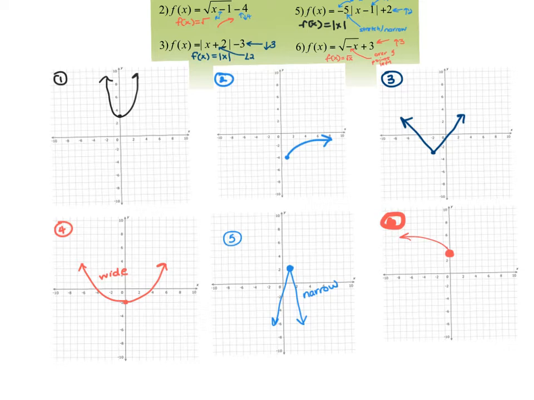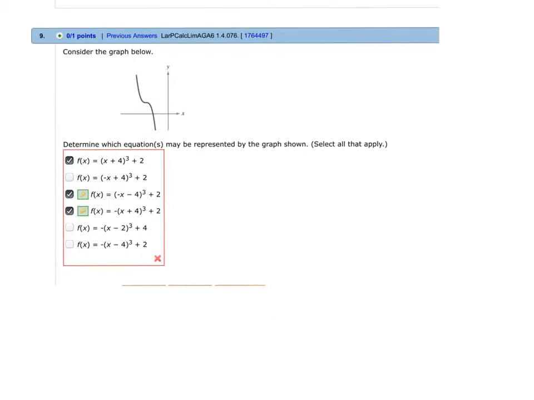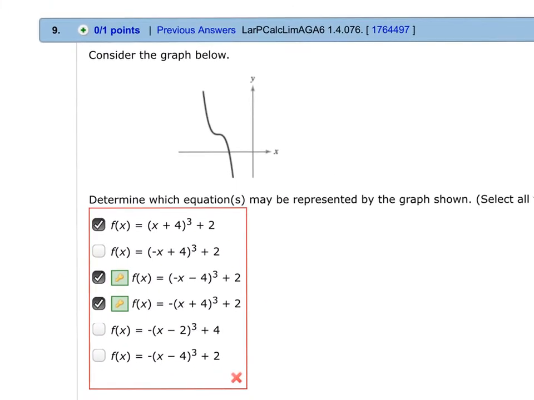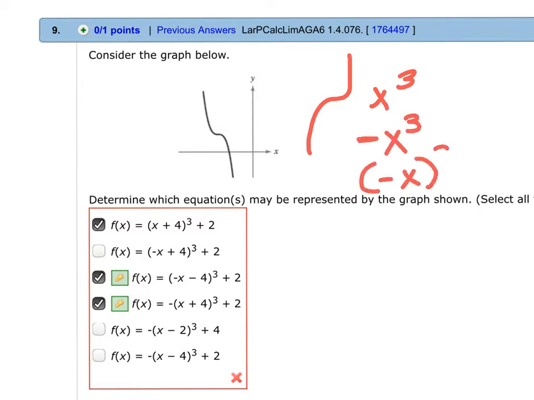All right, so this is one of the questions from the homework where they gave you the graph and they want you to figure out what the equation is. We know it's a cubic function, right? So I know it's an x to the third. And I know that typically my x to the third goes up to the right and down to the left, which means this is either a reflection on the front or inside, because in a cubic function, either one's the same.